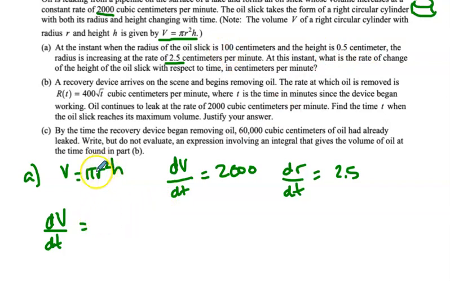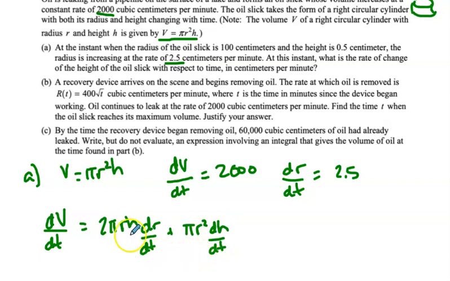So let's first differentiate the r. So we bring down a 2 in front, 2 pi r h times dr/dt. Don't forget your implicit differentiation on the r. Now let's differentiate h to get pi r squared, and then h just goes to dh/dt.